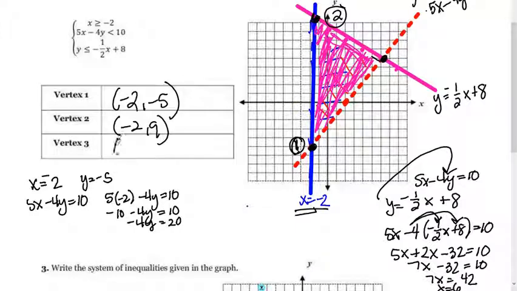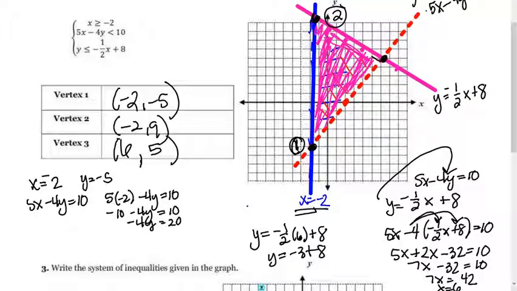Okay? And then I would plug that into any of my equations again. So I might choose the y equals equation. So y equals negative 1/2 times 6 plus 8. So y equals negative 3 plus 8, and that would be 5. So that is how I found my final vertex.